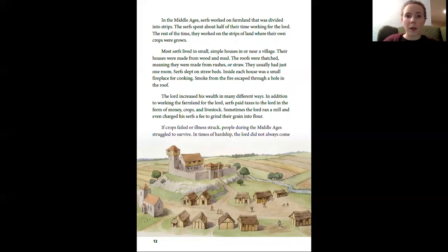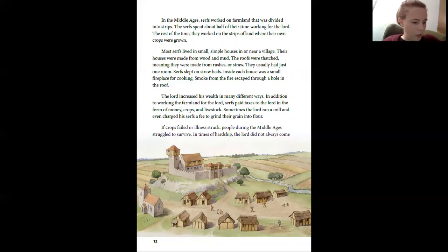Most serfs lived in small, simple houses in or near a village. Their houses were made from wood and mud. The roofs were thatched, meaning they were made from rushes or straw. They usually had just one room. Serfs slept on straw beds. Inside each house was a small fireplace for cooking. Smoke from the fireplace escaped through a hole in the roof.